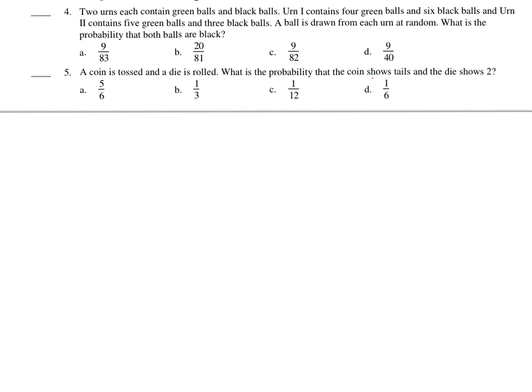All right, next up here, a coin is tossed and a die is rolled. So what's the probability the coin shows tails, and which tells me to multiply, the die shows 2. So I have 2 fractions here. The tails is 1 out of 2, and then on a die, it's 1 out of 6. So we'll just multiply those 2 together.